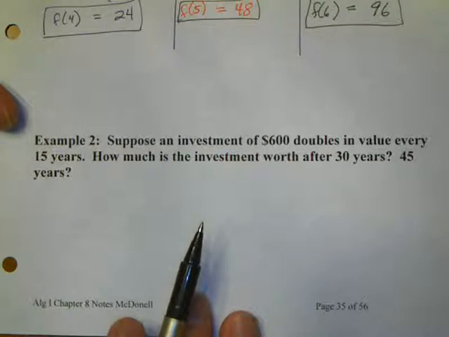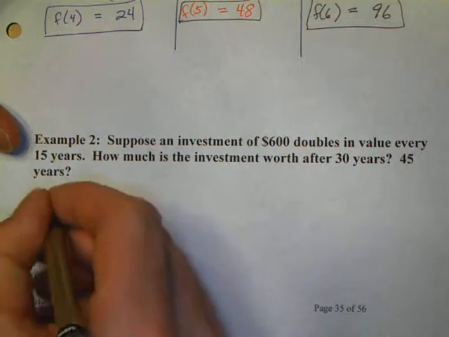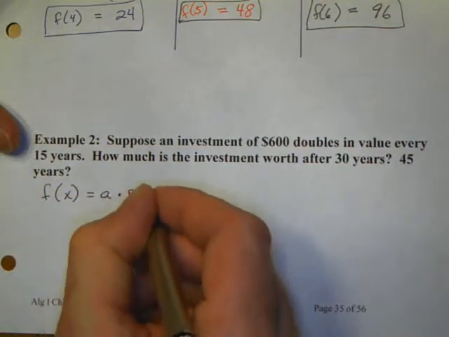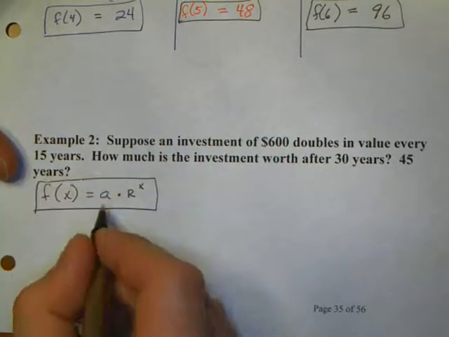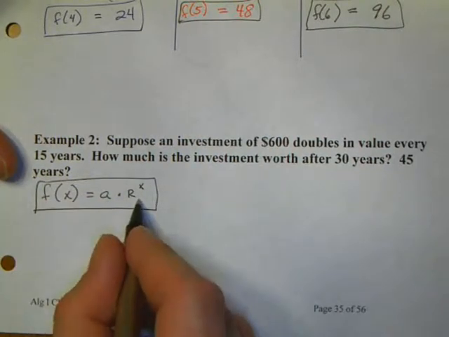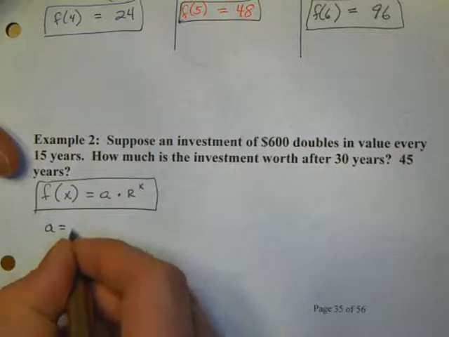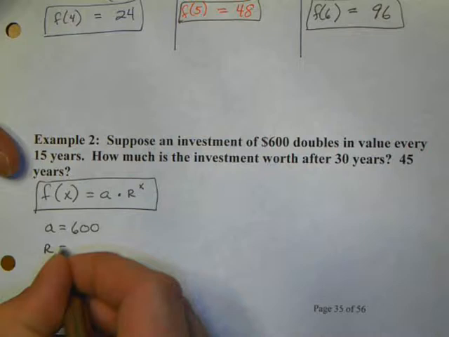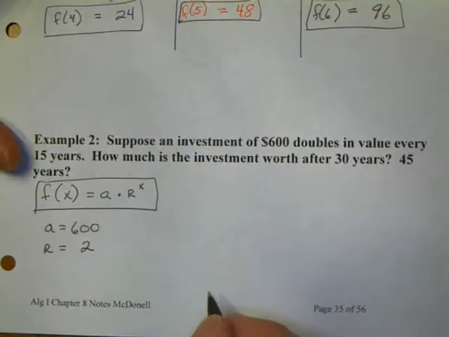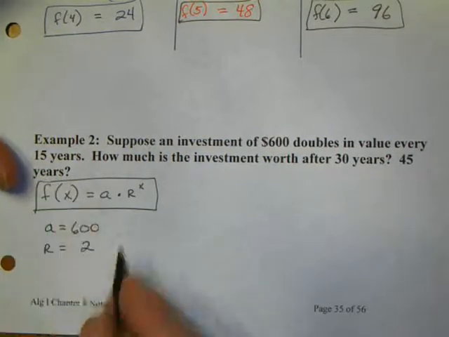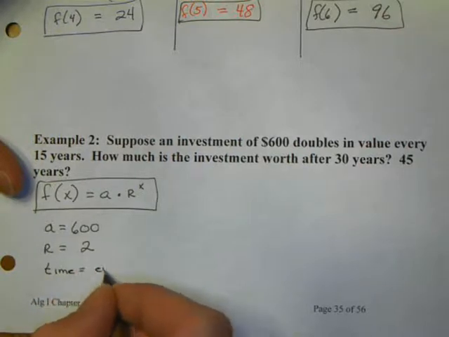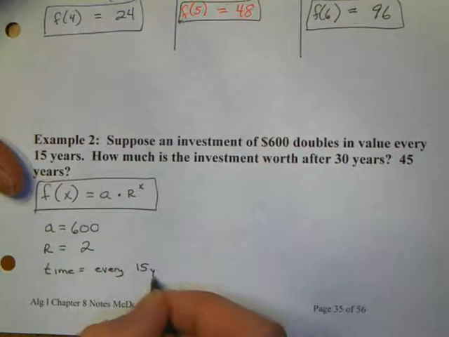Example 2, as we look at the bottom, deals with an investment concept. If you are investing money and it's doubling in value, that's actually a geometric sequence or an exponential function. Let's look at what we have in comparison to our general formula. f of x equals a times r to the x. Do you remember that a is the initial number and r is the multiplier? Here our initial number is 600. It's doubling. That means our multiplier or our ratio is 2.